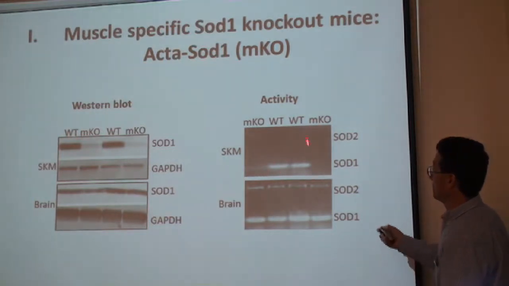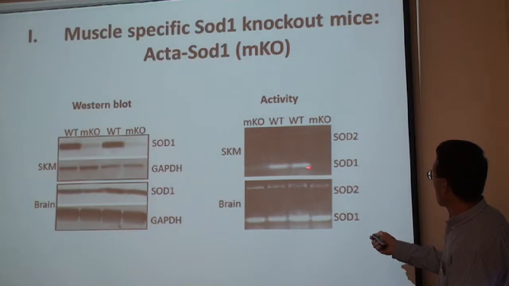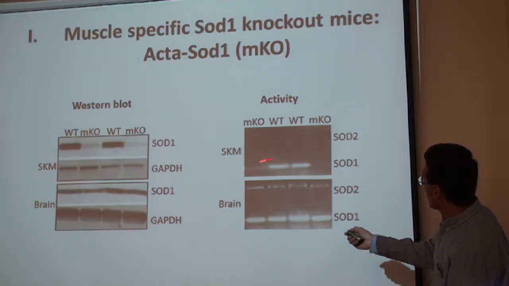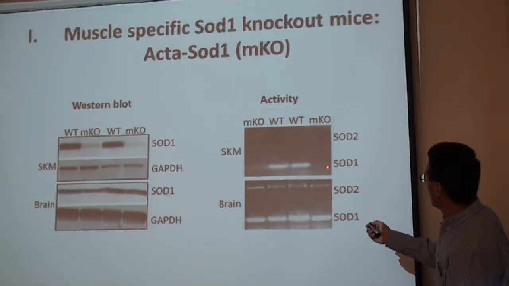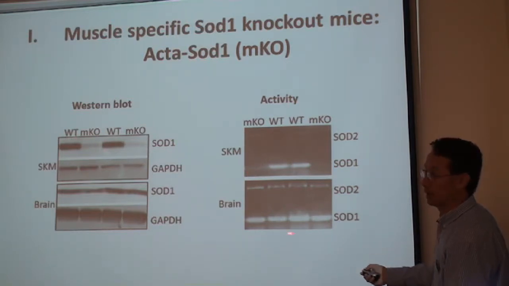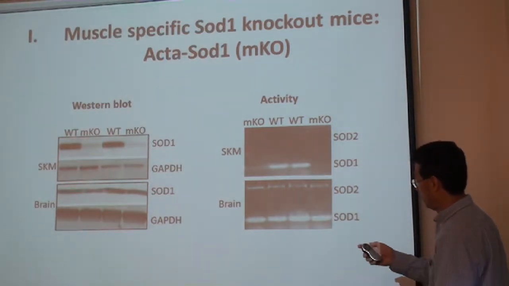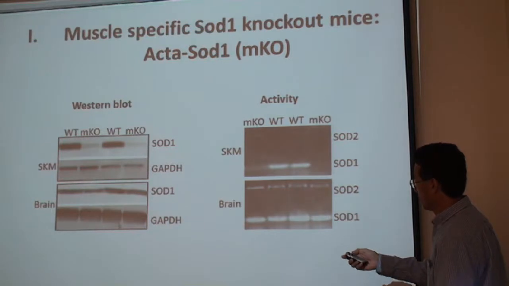And this is the enzymatic activity of the SOD1. It shows that in the knockout mouse, the SOD1 activity is gone. The wild type still has it, and in the brain, SOD1 activity is still there, no change. So this tells us our model is good. We knock out the SOD1 specifically in the muscle.